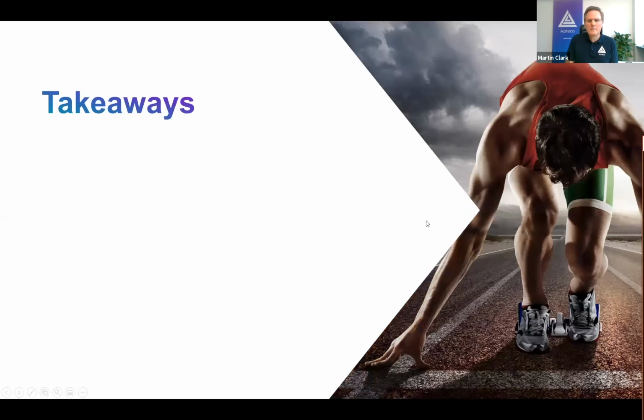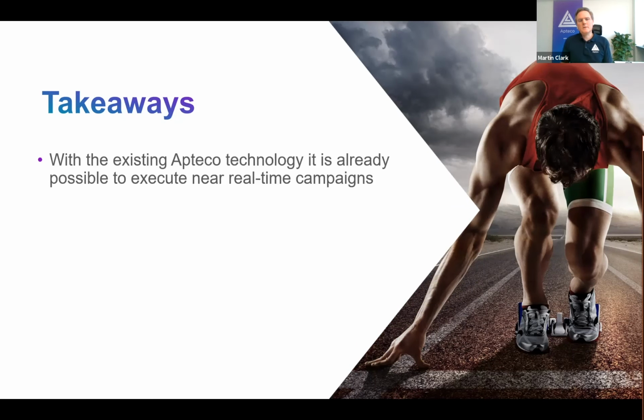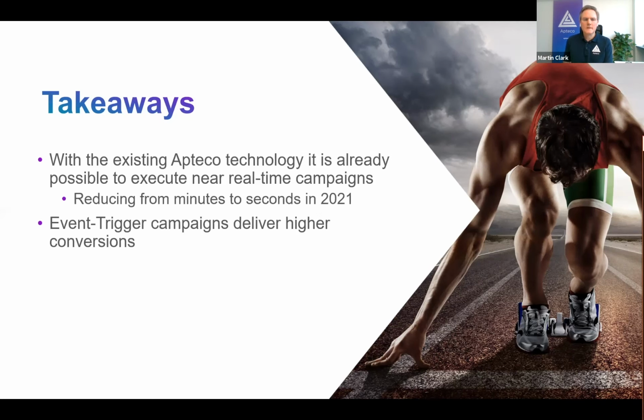So the key takeaways for today are: one, with the existing Apteco technologies, it's already possible to execute near real-time campaigns, and we saw that live today. So everything that we showed today was live. So with the email going out in about a minute after I registered on the website, and then when I entered my telephone number, my mobile number, getting the SMS and then the Apple Wallet, and we'll be moving from minutes to seconds in 2021, so exciting.